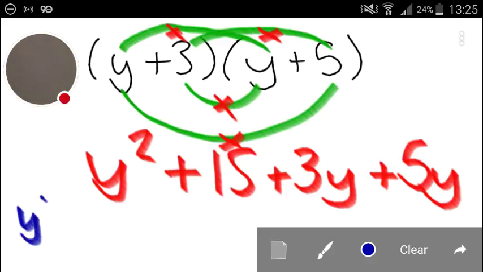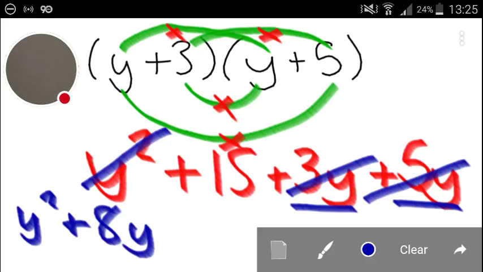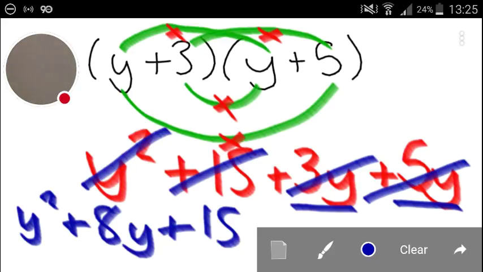So I now have y squared, that one done. I have my 3y and my 5y. I gather and make that 8y, and them two are gone. And then I have my 15, which I just tag on to the end. So expanding that bracket gives me y squared plus 8y plus 15. Now that method is called eyebrows and a smile, and that's the one that I personally prefer to use. However, if you have your own method, it might be one of the other two I'm going to show you now. You may want to use that instead.